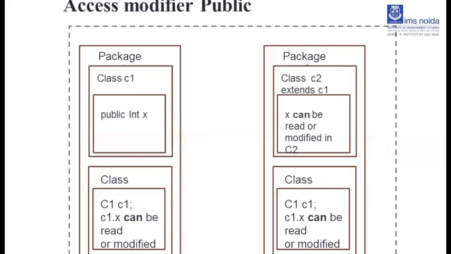The last is the access modifier public. If it is public, it means it is visible to all. It can be used by anyone. It can be accessed by any package, any class, or other packages, right?